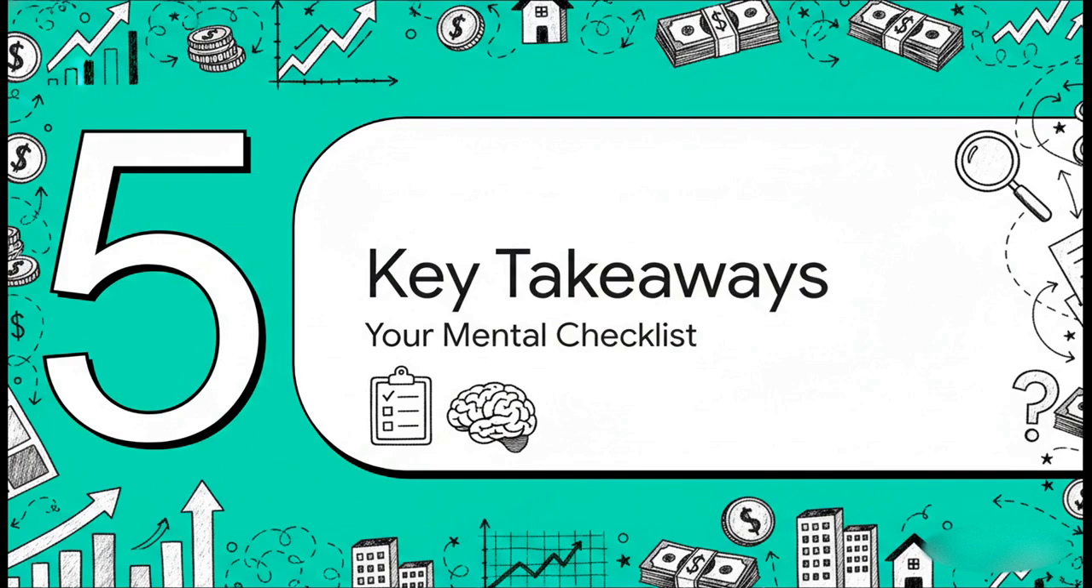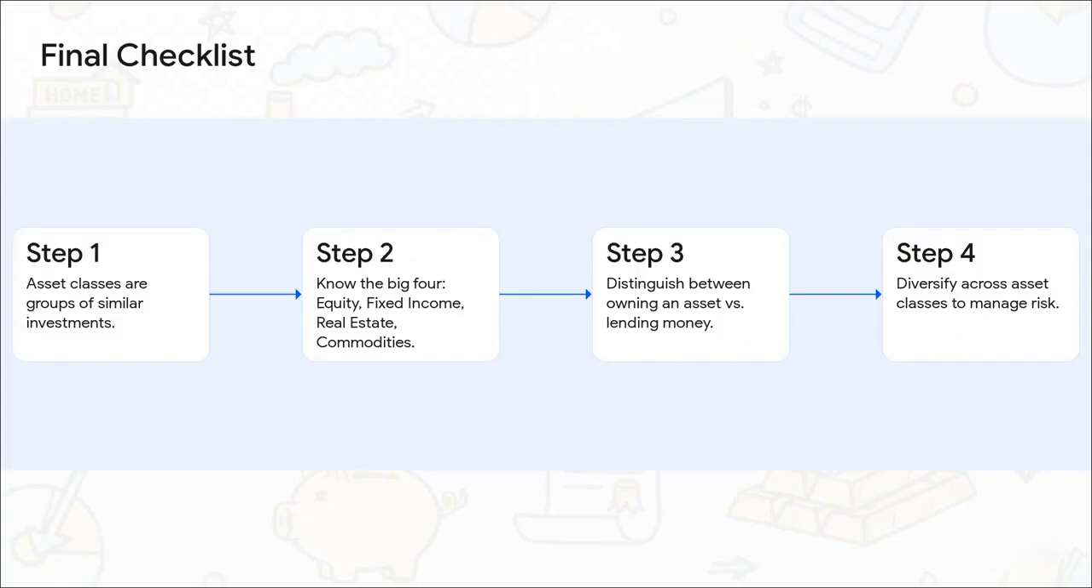Whew, all right, that was a deep dive. Let's pull everything back together and boil it all down to a simple mental checklist you can walk away with. So to recap, first, remember that asset classes are just different categories of investments, like players on your cricket team. Second, you have to know the big four: equity, fixed income, real estate, and commodities. Third, always remember the difference between being an owner and being a lender. And finally, why does all this matter? Because the whole game is about building a balanced team, diversifying your money across these different asset classes to manage your risk and give yourself the best shot at reaching your financial goals.